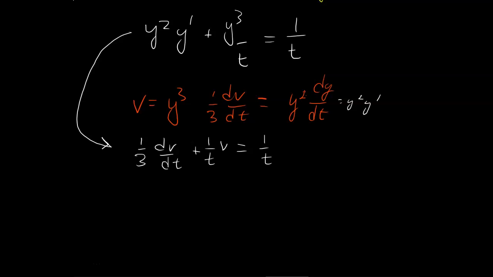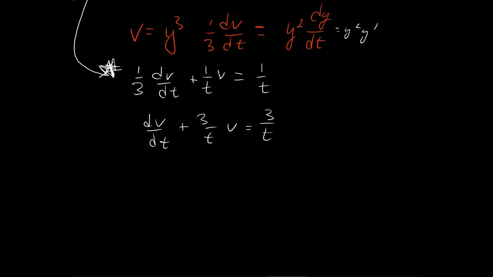Great, now we solve this one. So now we've reduced it, and the whole Bernoulli trick is done. So Bernoulli said, do this cool substitution. It turns these almost linear equations into linear equations. So to solve this one, dv/dt plus 3 divided by t times v is equal to 3 divided by t.